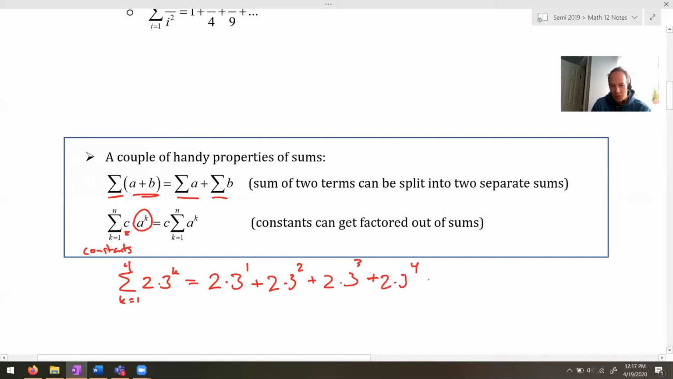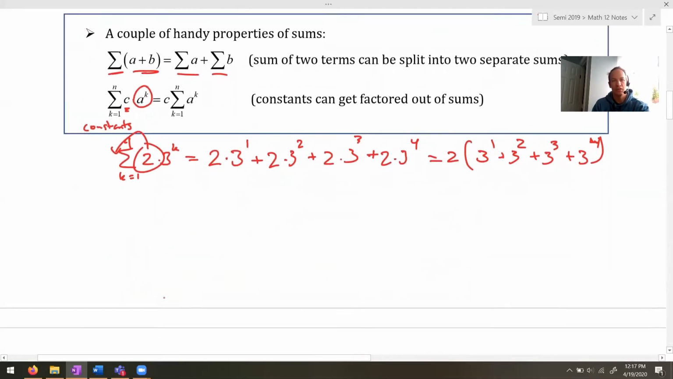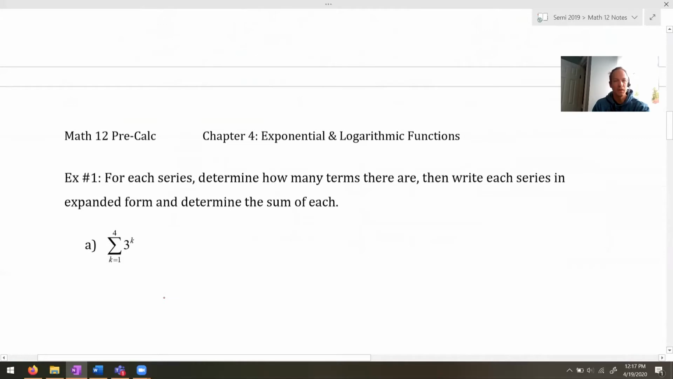But you can see that 2 could have actually just factored out of the whole thing, and we'd have 3 to the 1 plus 3 to the 2 plus 3 to the 3 plus 3 to the 4. So what we would normally do is take this 2 and factor it out in front right off the bat, and we wouldn't have to worry about it. Okay, so 2 properties, we might use those from time to time.